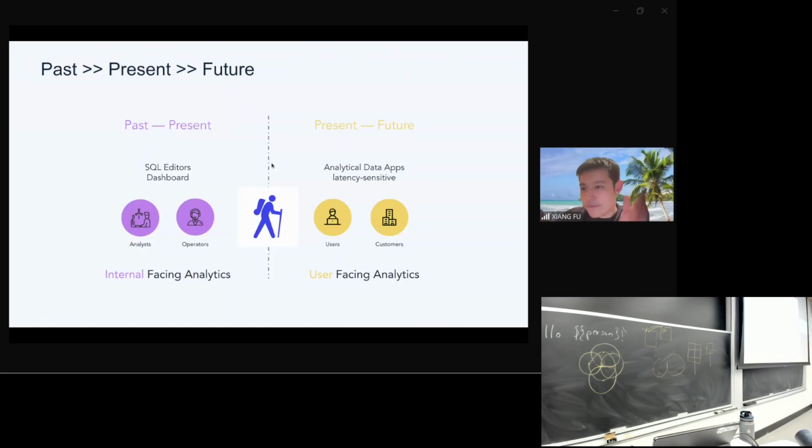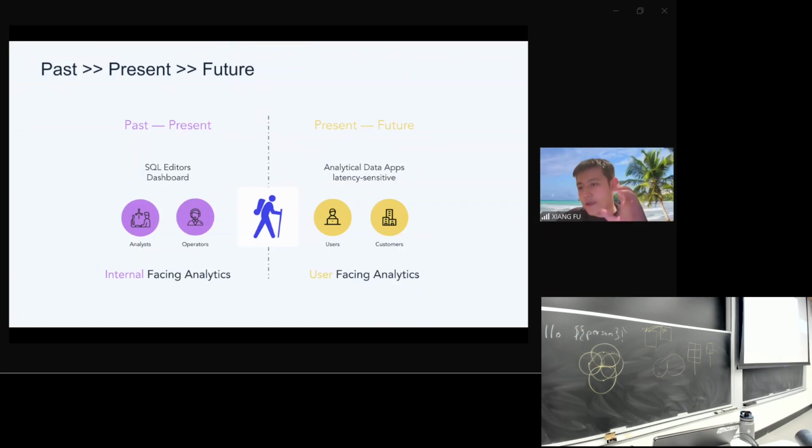So that's the industry trend for analytical workloads. People are trying to push more real-time data into analytics, and also to present the analytical workload to the users. We call it user-facing analytics. It means that we actually use users' data as a product to feed into the applications, right?